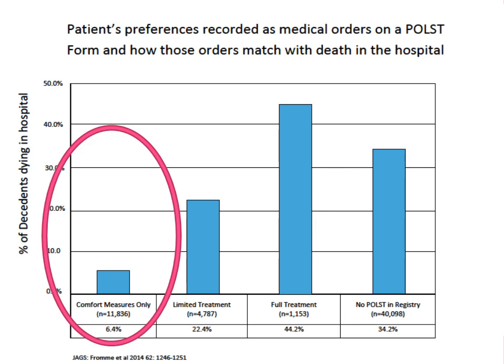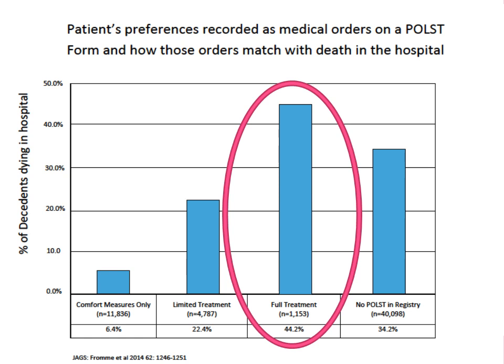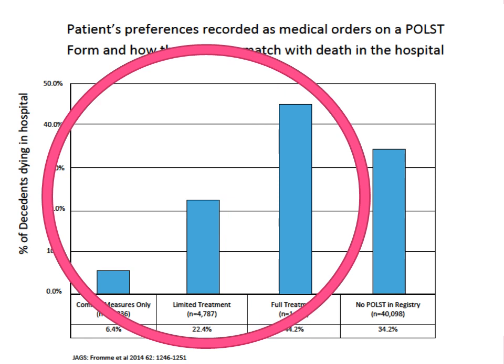When orders are marked for comfort measures only, it means the patient didn't want to go to the hospital, and only 6.4% of patients with a POLST form ordering comfort measures only ended up dying in the hospital. Likewise, if the patient wanted full treatment, they were 30% more likely to end up dying in the hospital than those in the baseline. Essentially, you get what you want. No other tool has shown this level of effectiveness, and this data is compelling to states wanting to develop a robust POLST program or to individuals wanting to implement within their facility.